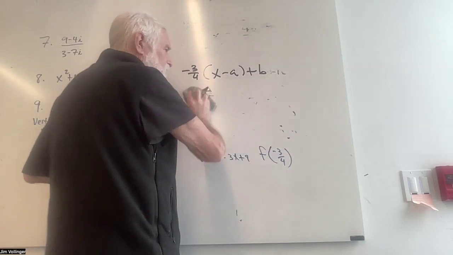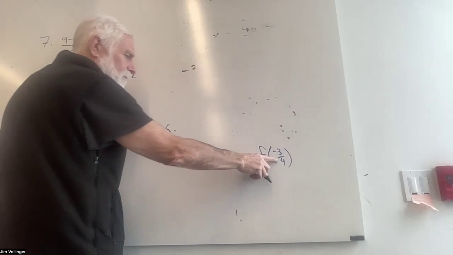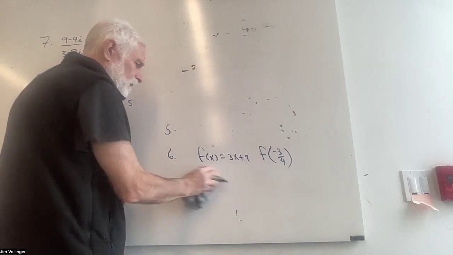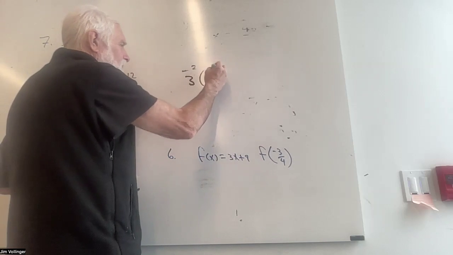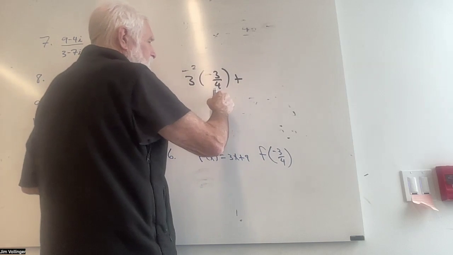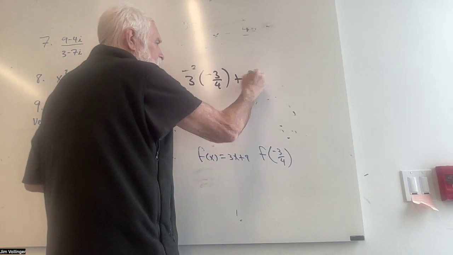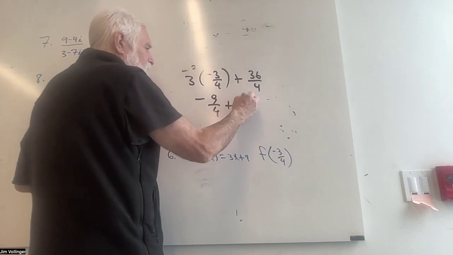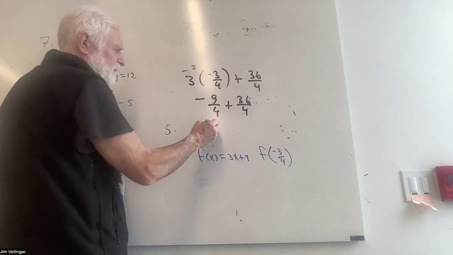All right, so now we're just doing a little fraction work. We're plugging minus 3/4 into f because that was the question. It's posed over there. So I have 3 times minus 3/4 plus 9, and how many fourths is 9? 36/4. So that gets me minus 9/4 plus 36/4. That gets me 27/4.